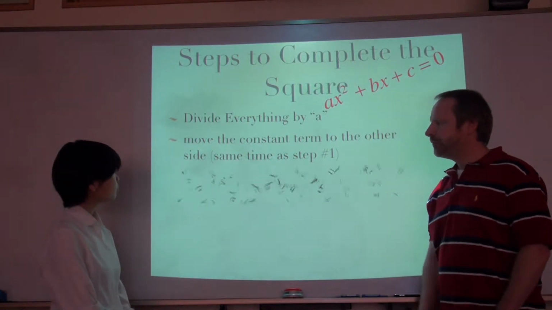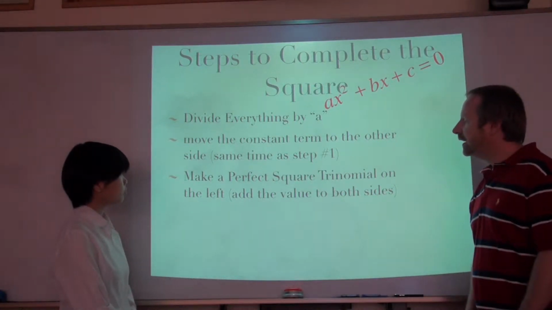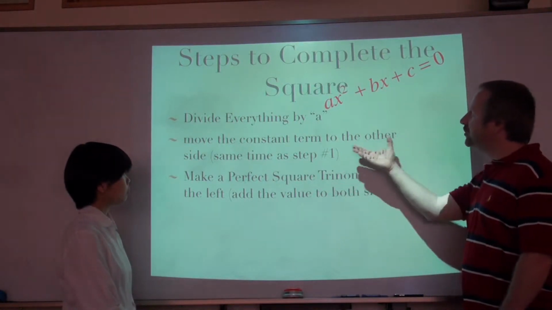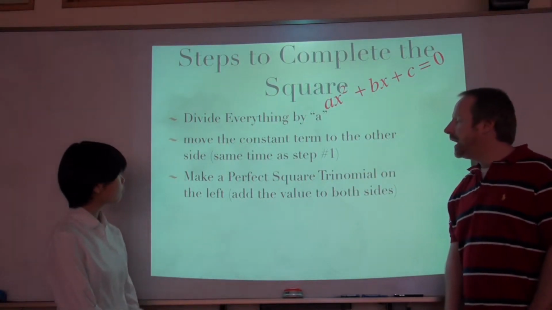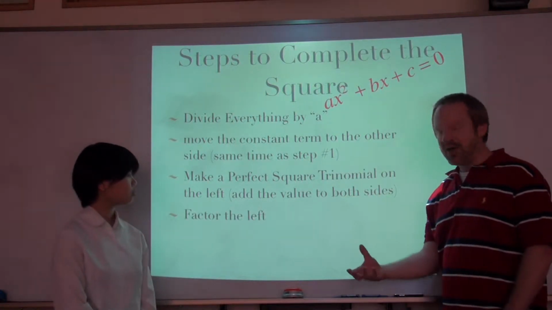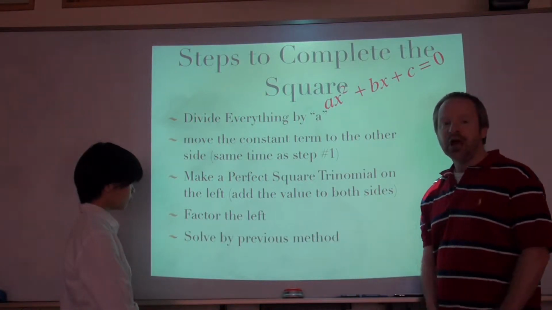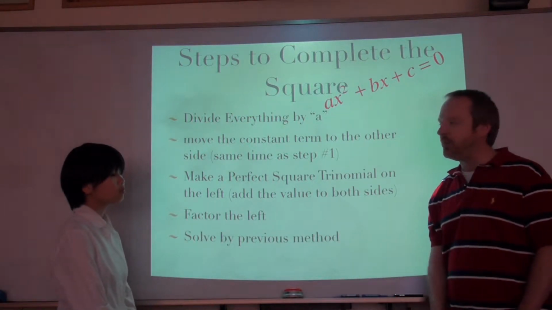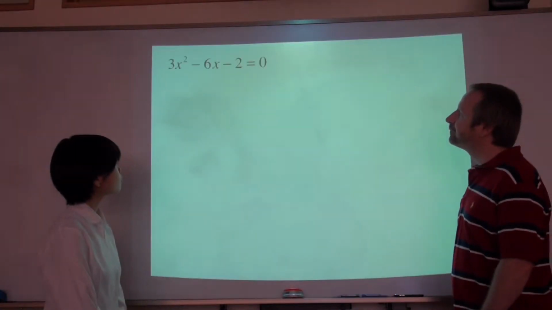The third step is where we make a perfect square trinomial. That's why we are practicing that. And we're going to add a number to both sides, which essentially is adding 0. And then from there, we factor the left, but that's going to factor down to a binomial squared. And then we solve kind of like we were just doing in the simpler examples that we just finished. Okay? All right, let's do a few examples, Risa.